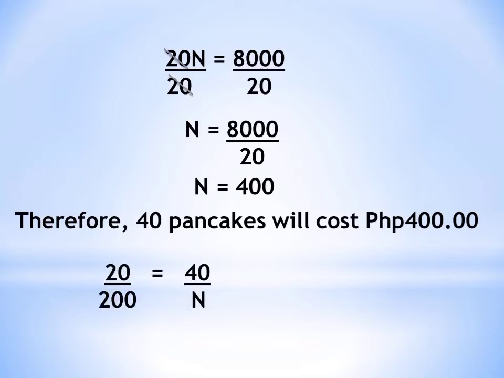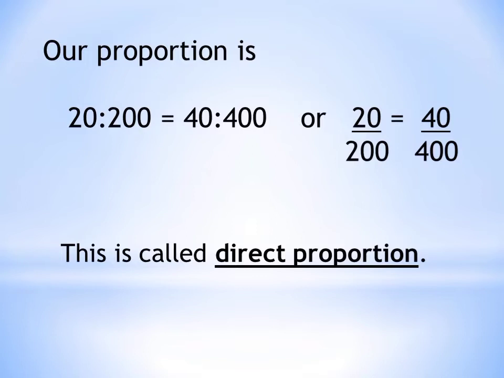Based on our number sentence, we will have 20 over 200 is equal to 40 over 400 as our direct proportion. Let us recall our proportion. This is called direct proportion. It is called direct proportion because as the pancakes increase from 20 to 40, the cost also increases from 200 to 400. And now, let us do the following activities together.